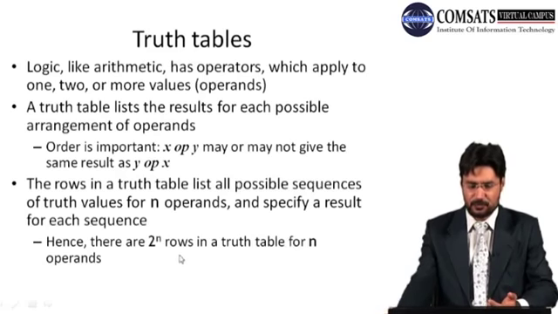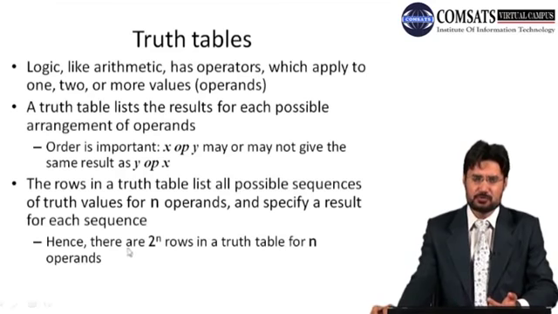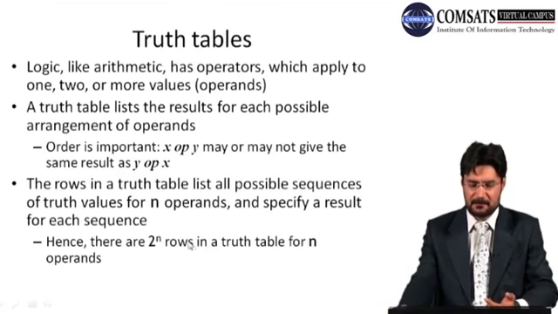Hence there are 2 power n rows in the table for n operands. So if we have one operand, there will be only 2 rows, because n is 1. If there are 2 operands, then the rows will be 4. So this is very easy to understand: the number of rows will be 2 to the power of n.